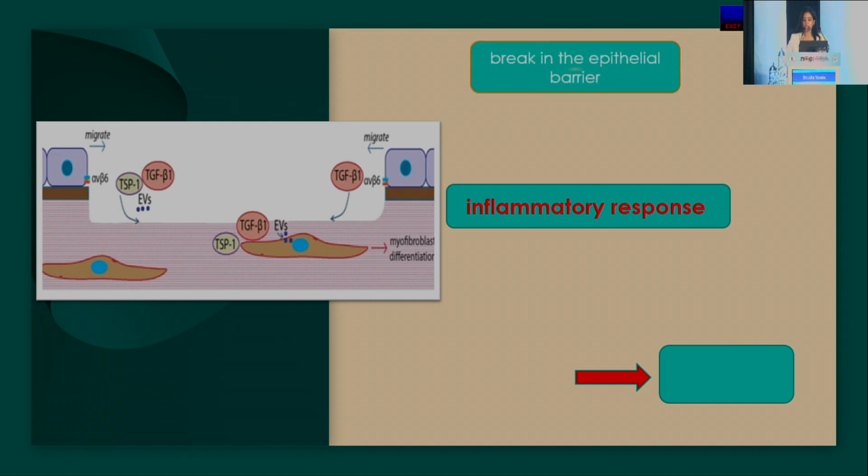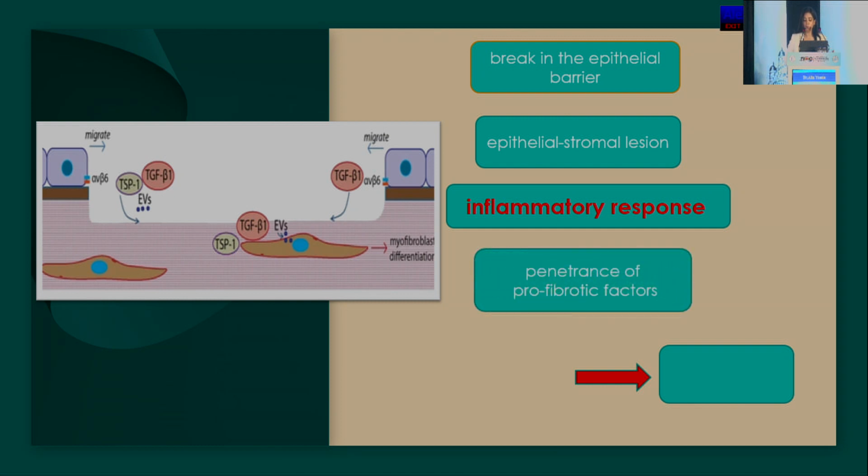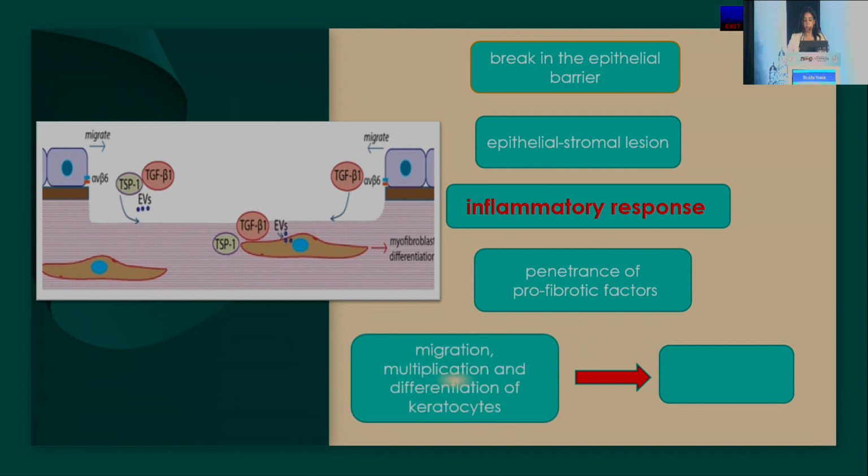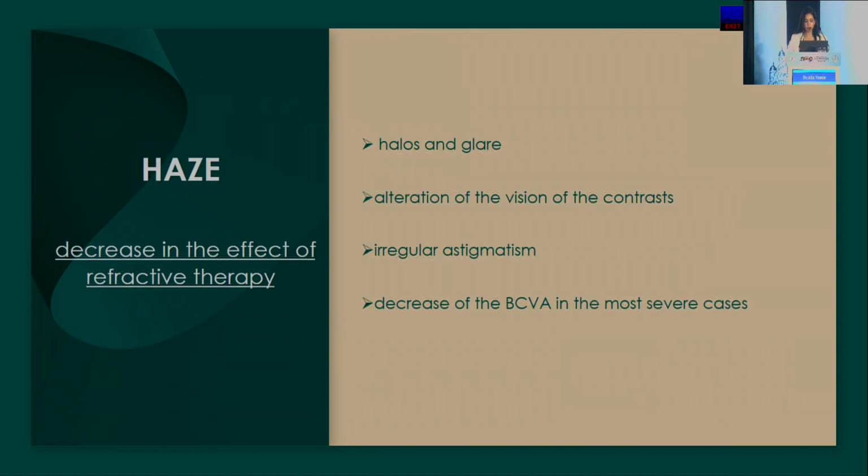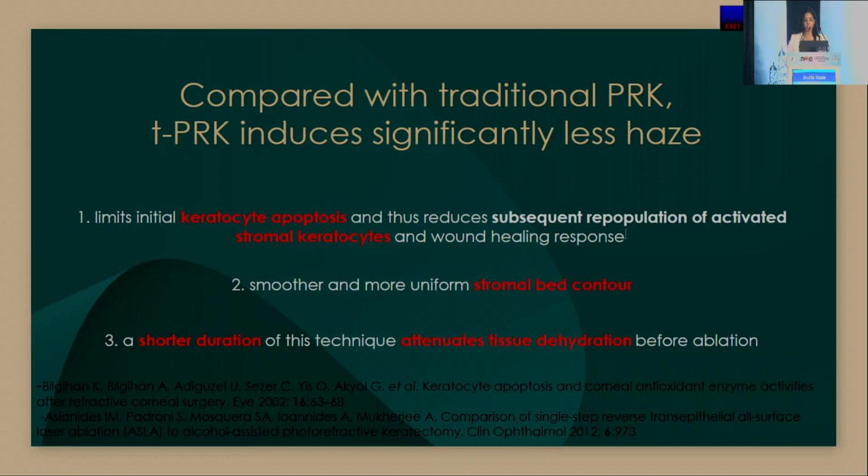So what happens is there is a break in the epithelial barrier, which causes an epithelial stromal lesion. Basically, the basement membrane of the epithelium and the stroma is affected, which causes an inflammatory response, leading to the penetrance of profibrotic factors, migration, multiplication, and differentiation of keratocytes into mature myofibroblasts. So basically, haze decreases the overall effect and the motive of our refractive therapy. It can cause halos and glares, alteration of the contrast vision, and irregular astigmatism, causing an overall decrease in the best corrected visual acuity.